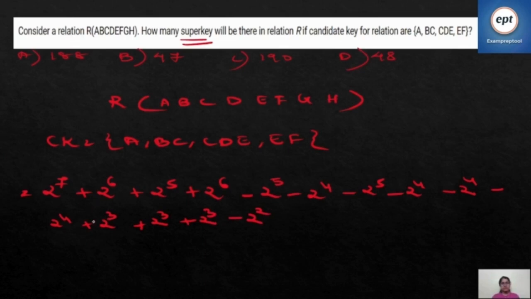Likewise, we simply put this in the formula. If we do the calculation, it will be 188. This is the simple calculation we did and the answer is A. But let's see the method, the formula, and how all these values like 2 to the power 7, 2 to the power 6, 2 to the power 5 came. Let's go into that.